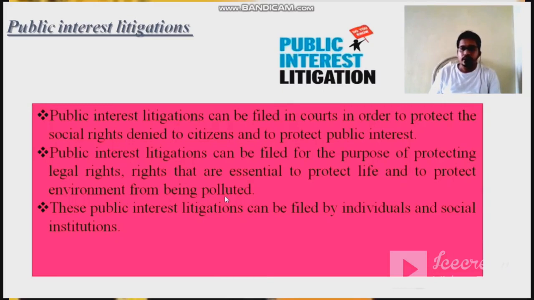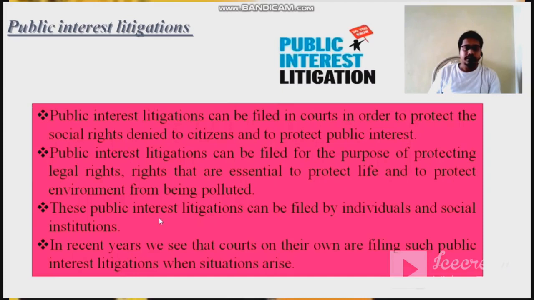For example, if you come to know that somebody is polluting a lake or any one factory is releasing poisonous water into that lake, then you can complain against the factory to court directly. These public interest litigations can be filed by an individual, or any social institution, meaning if you go through any society or any group, then that is called a social institution. But nowadays, the court itself files these public interest litigations.